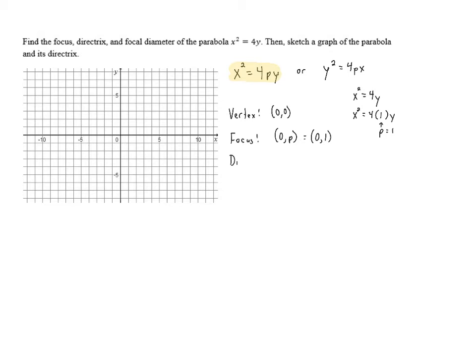Next, we know that the directrix is going to be the line given by y equals the opposite of p. So in this case, that's going to be y equals -1.